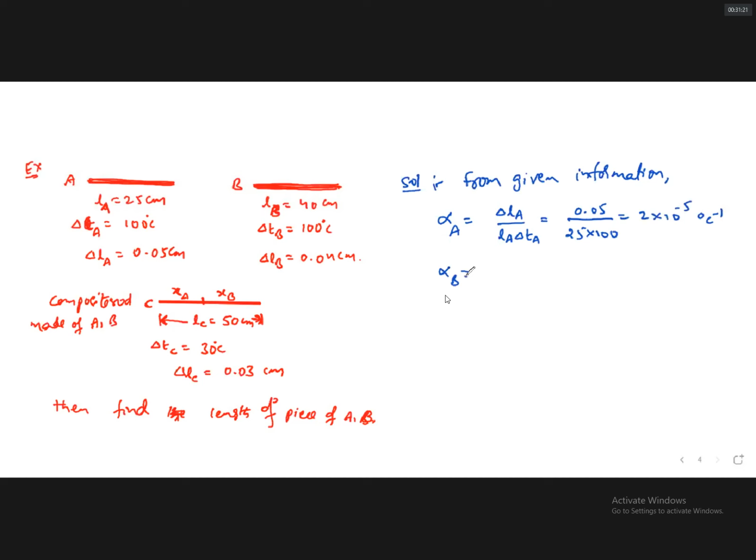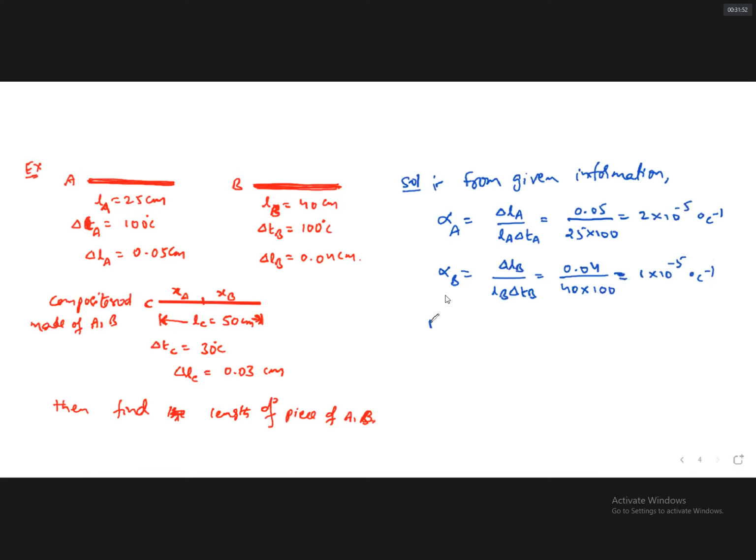Similarly, alpha B can be calculated as delta LB by LB into delta TB. Change in length of B is given as 0.04, the length of B is given as 40 centimeter, and the change in temperature is 100. Upon simplification, 4 into 10 power minus 2 by 4000, so we get 1 into 10 power minus 5 per degree Celsius. These are the alpha A and alpha B values.